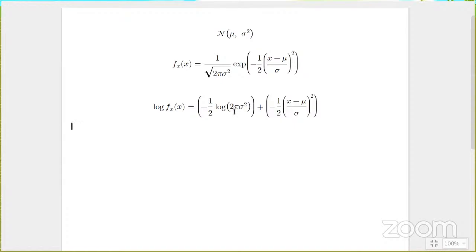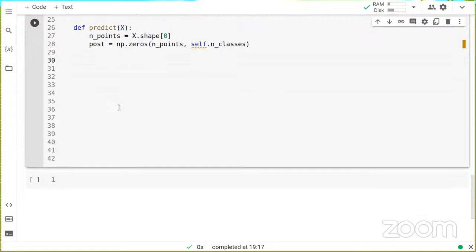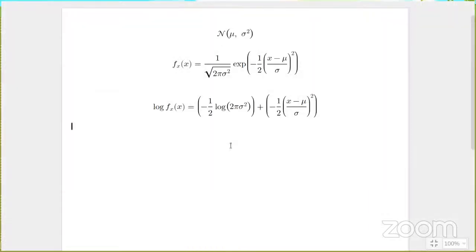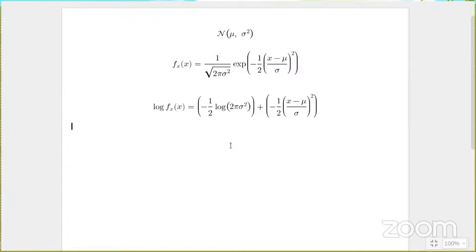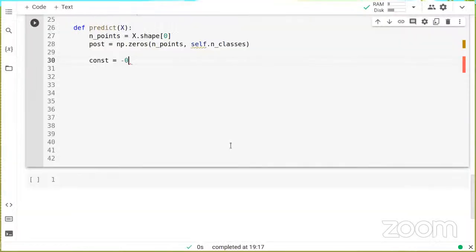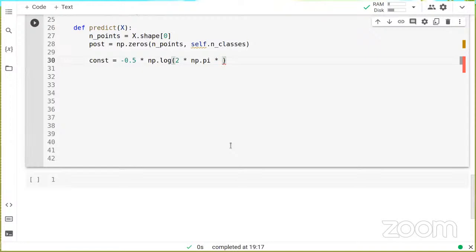So let's now go back and forth between this and this. I'll first take this constant-ish term, so that is minus 0.5 into np dot log of 2 into np dot pi into sigma square, right? So sigma square is my variance, correct? Sigma square is my variance.